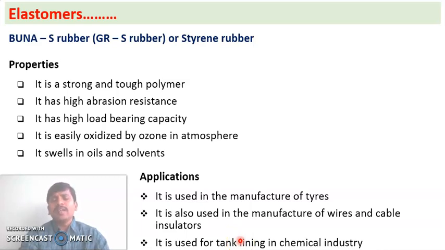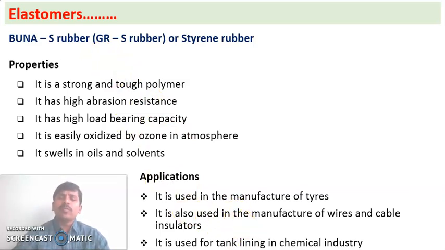As the chemicals which are stored in the tanks may react with the tanks, that is the reason why the tanks' inner lining is made up of Buna rubber. So these are some applications of Buna rubber.